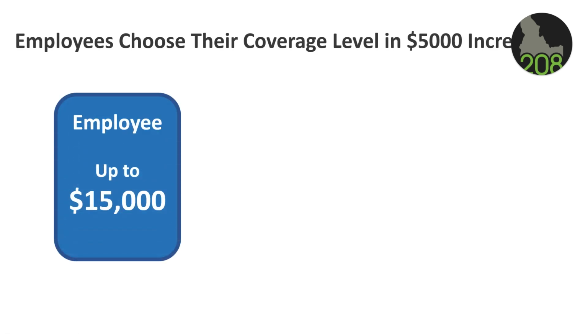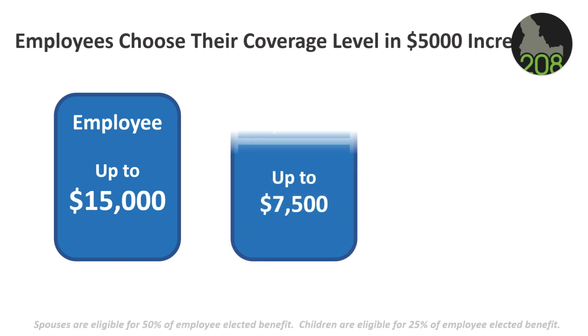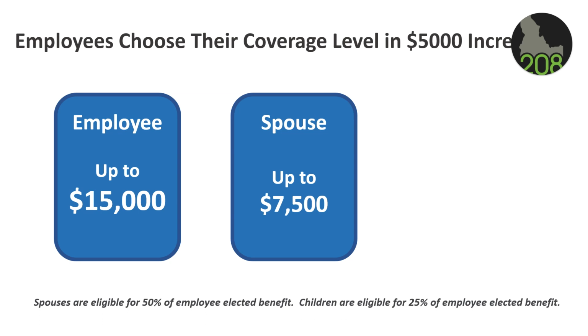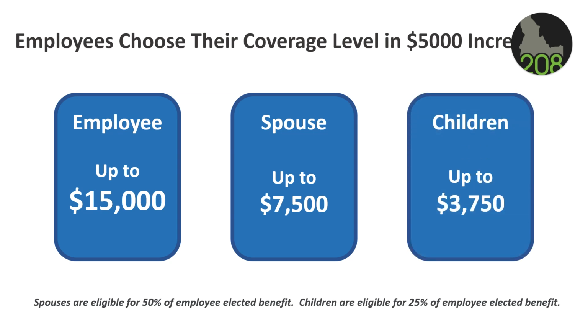You choose the level of coverage that you think is right for you. Employees can choose up to $15,000 as their benefit. It starts at $5,000 and goes up in $5,000 increments. Spousal benefit is 50% of the employee benefit, and children are 25% of the employee benefit. Note that children are added to the plan at no additional cost.